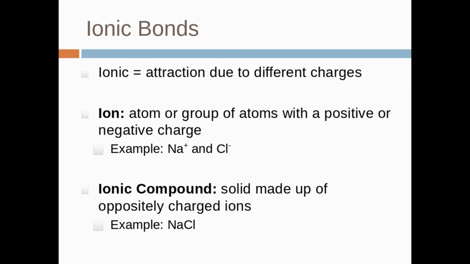Ionic bonds are just that attraction due to opposite charges. So an ion is an atom, or it could be a group of atoms with a positive or negative charge. For example, sodium has a positive charge when it becomes an ion. Chlorine has a negative charge when it becomes an ion. We get an ionic compound when those opposite charges attract. And so like NaCl, sodium chloride, is an example of an ionic compound made up of oppositely charged ions.